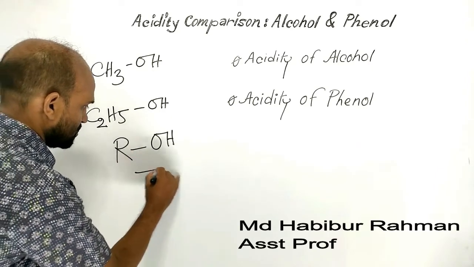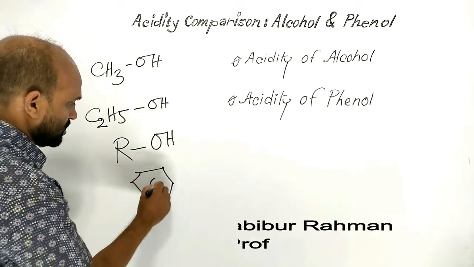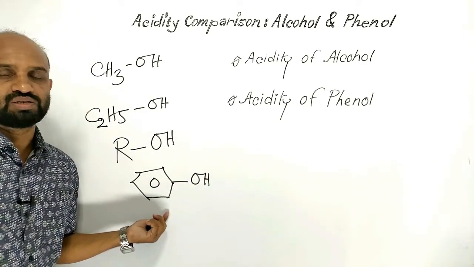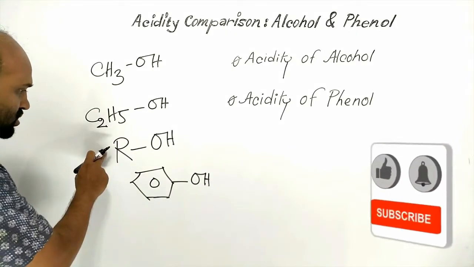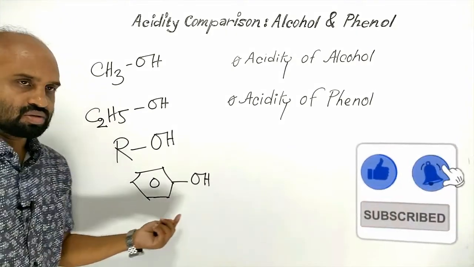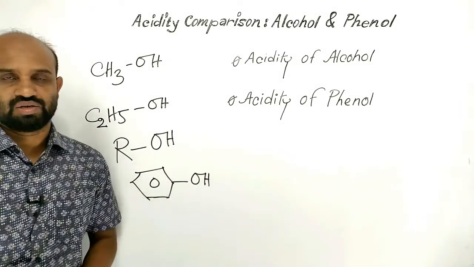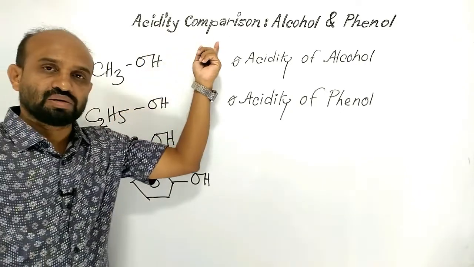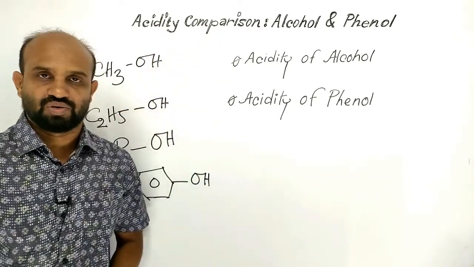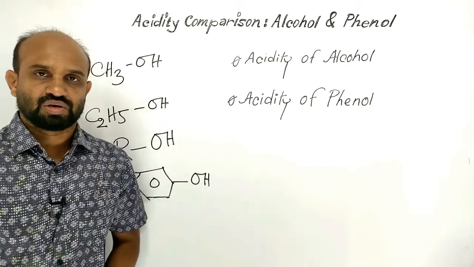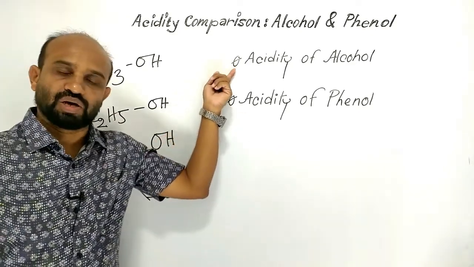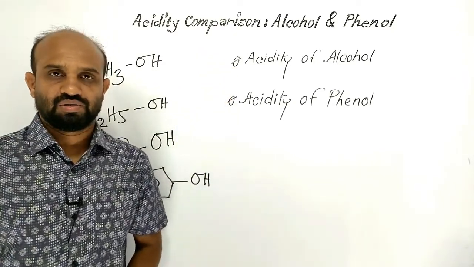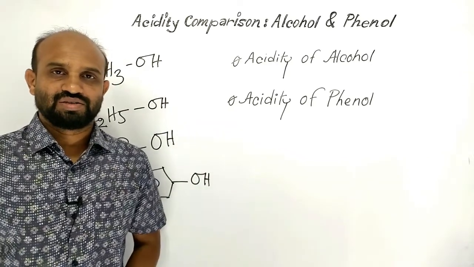This is alcohol and this is phenol. Which one is acidic? Alcohol or phenol? Which one is not? Why? This is today's lesson, that is, acidity comparison between alcohol and phenol. In this lesson, we are going to learn the acidity of alcohol and then the acidity of phenol. So, let's begin.